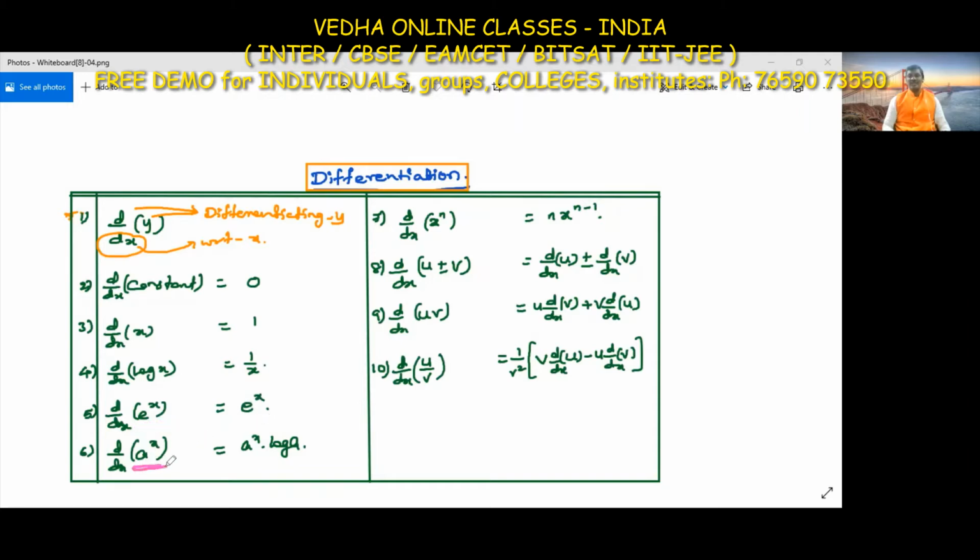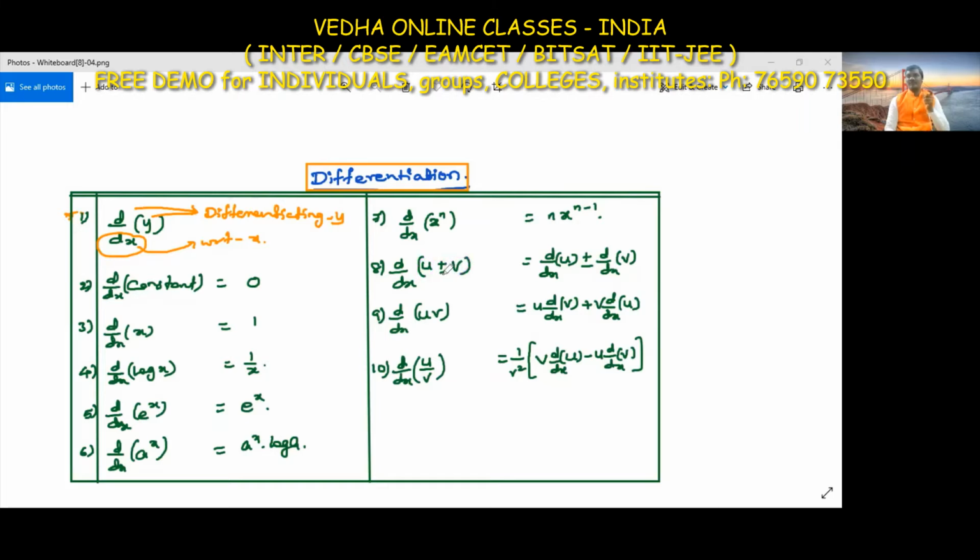Okay, if it is a power x, it means the base is a number here. So the a power x formula is a power x into log a. And d by dx of x to the power n is n into x power n minus 1. And d by dx of u plus or minus v, the function addition and subtraction.